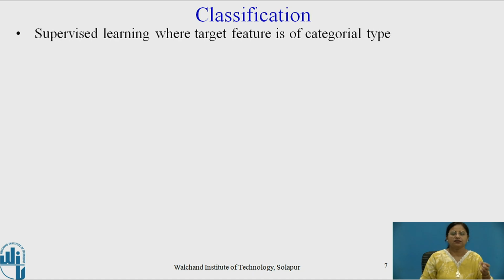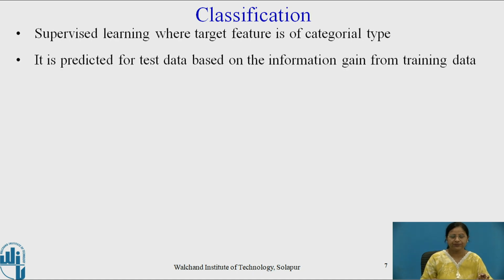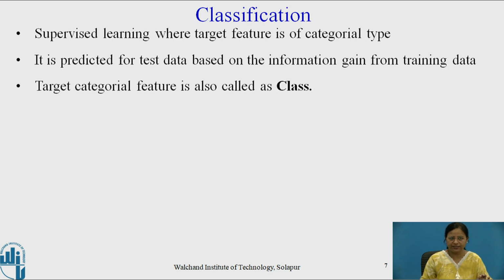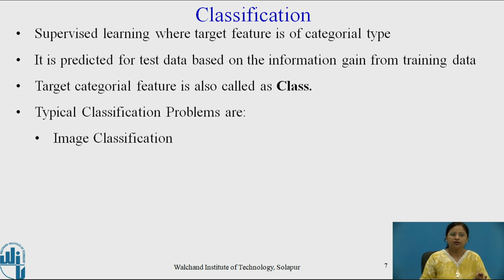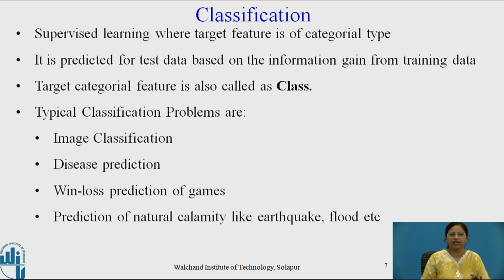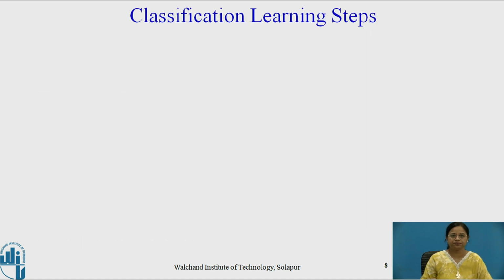So as we can say, classification is a supervised learning where the target feature, meaning the output, is of categorical type. It is predicted for test data based on the information gained from the training data. The target categorical feature is also called a class. Typical classification problems are image classification, disease prediction, win-loss prediction of games, prediction of natural calamities like earthquake, flood, etc., and handwriting recognition. All these come under classification problems.